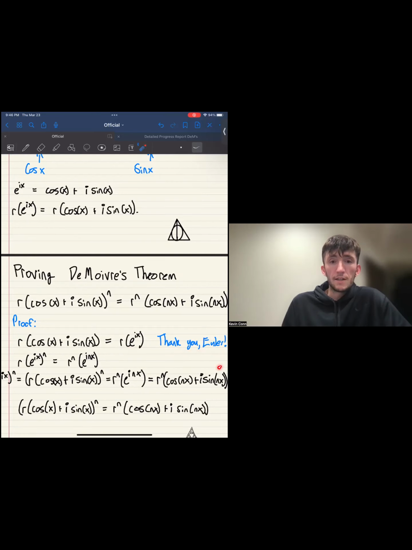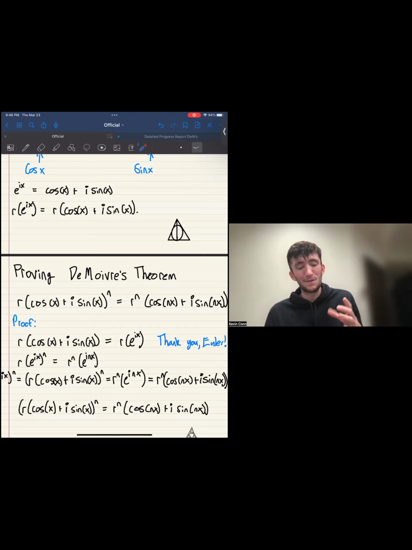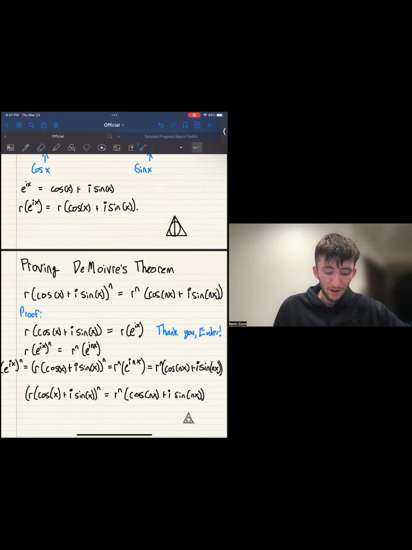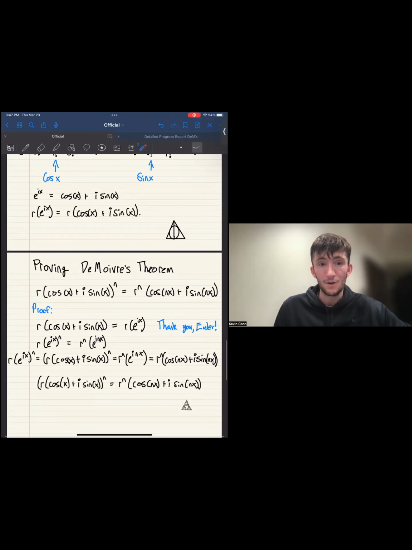Thank you, Euler. De Moivre's theorem proof gets so much longer if you don't prove Euler's theorem elsewhere. If you prove it in here, this proof is really long. But I was joking. It's not a doozy. It's actually really short. This is it. The hard part is proving Euler's formula.